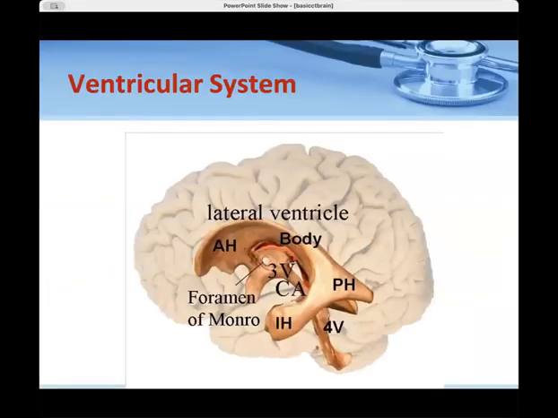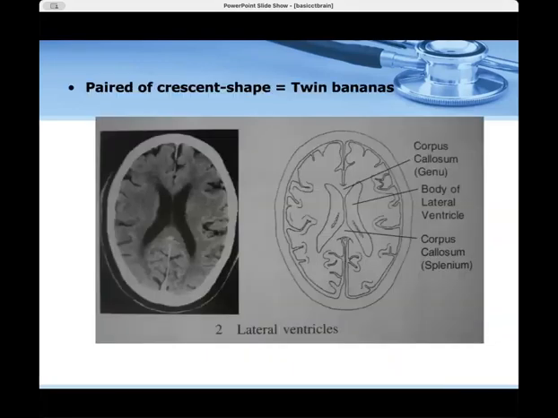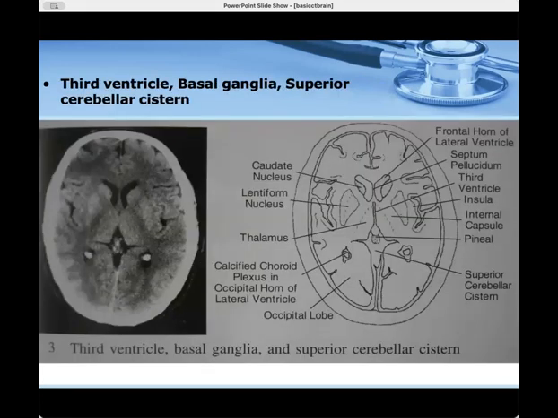Ventricular system. A pair of crescent-shaped structures that look like two bananas are your lateral ventricles. And the third ventricle, basal ganglion, superior cerebellar cistern, are located medially and posteriorly to the fourth ventricles.